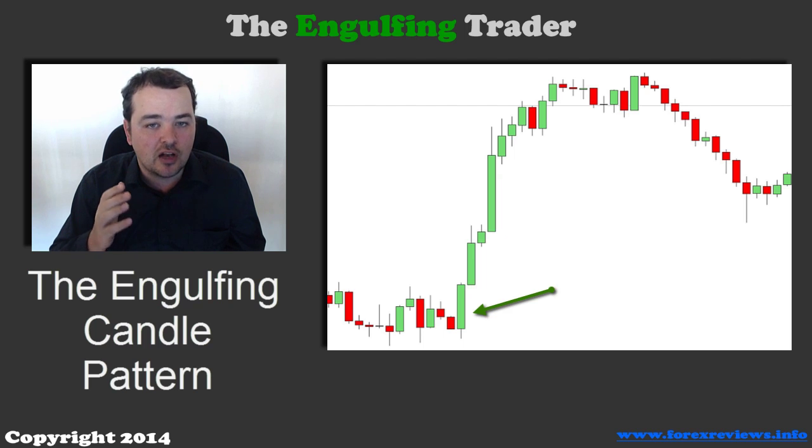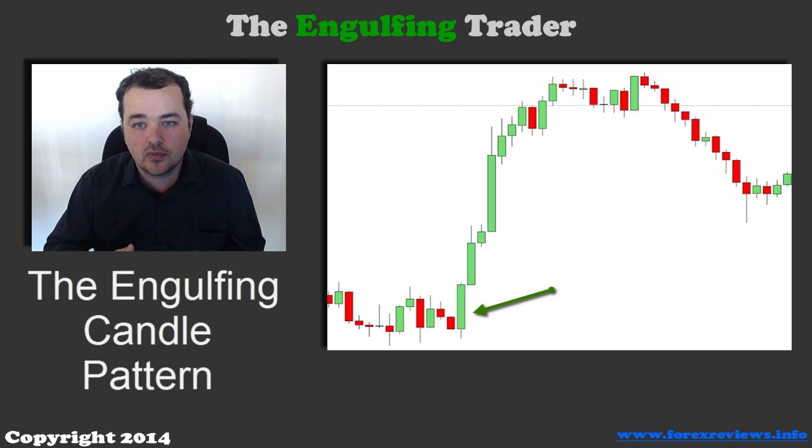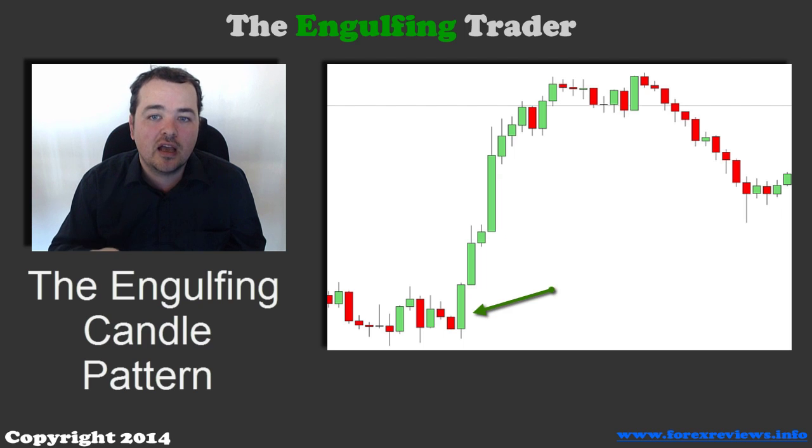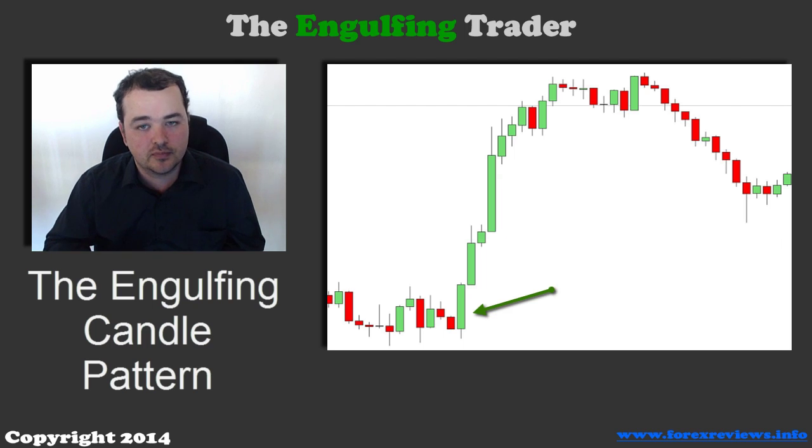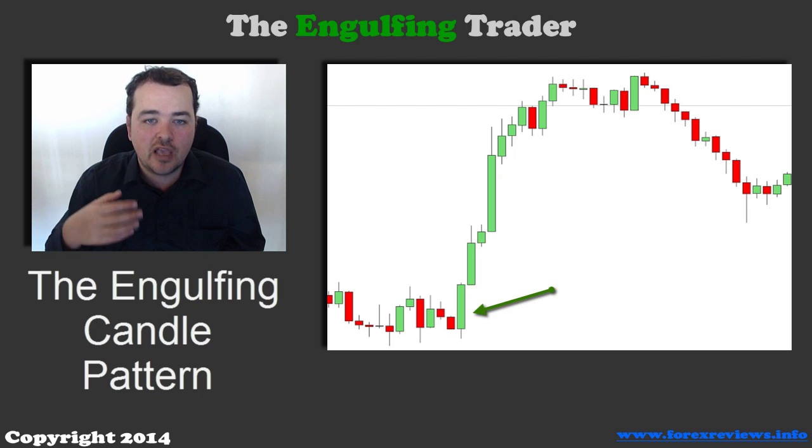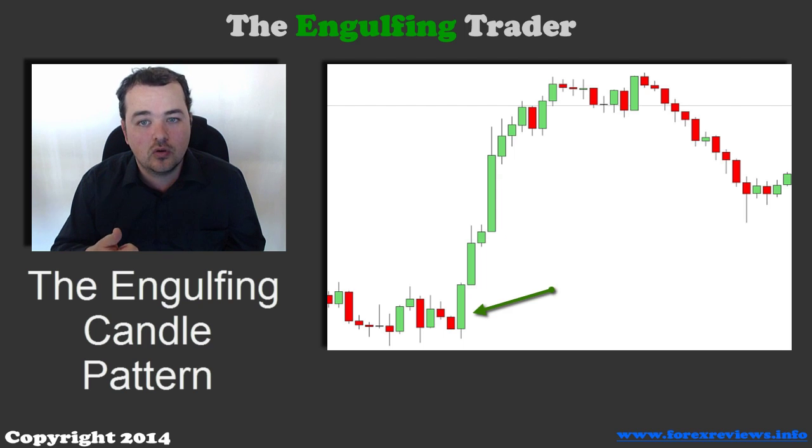In order to be a good engulfing candle, it needs to break the low or break the high of the previous candle, and it needs to appear after a good move in one direction, and then the engulfing candle appears, giving a quality signal. Now, the engulfing candle can be traded in a trending market, in a consolidating market, a range-bound market, same as consolidation, right?